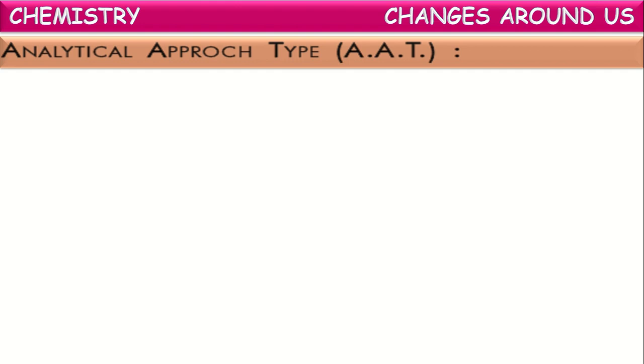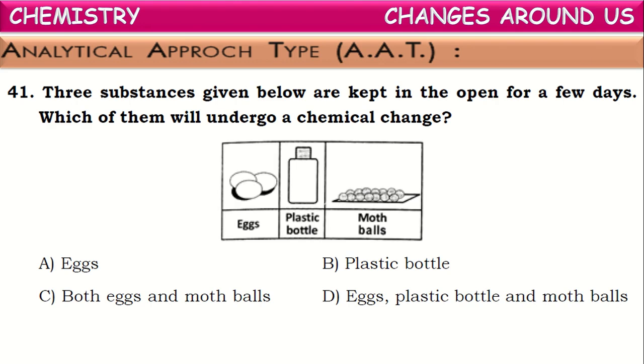Now let us go through analytical approach type questions. See the first among those. Three substances given below are kept in the open for a few days. Which of them will undergo a chemical change? Eggs, plastic bottle and mothballs are kept in open for a few days. If you observe these mothballs after a few days, they become small in size and even sometimes they disappear also. This is because mothballs undergo sublimation. In the open, slowly they undergo sublimation and completely they will be vaporized after a few days. So that is a physical change.